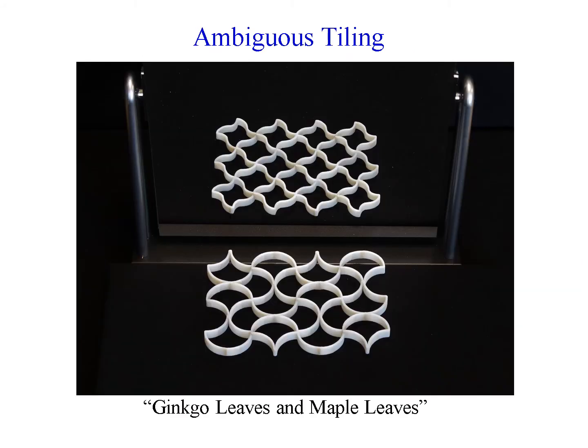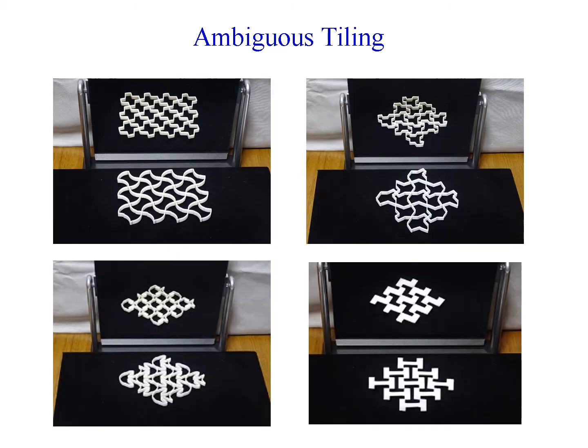Next class is ambiguous tiling. Tiling is a planar pattern in which copies of a tile cover the whole plane without gaps or overlaps. We can construct a tiling that changes to another tiling in a mirror. Here is an example. The tiling of ginkgo leaves changes to the tiling of the maple leaves. We can construct various ambiguous tilings. This is the seventh class of impossible objects.